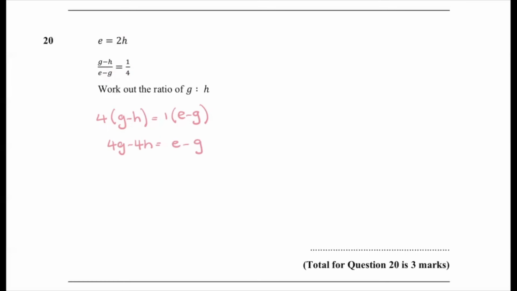I've now expanded those brackets, and at this stage, I am going to replace my E. Now, E is 2H, we've been told that. And now I'm going to rearrange to get my H's together and my G's together. And then my ratio is 5 to G. So not overly complicated as far as the substitution goes. Knowing how to approach those questions, though, can be pretty tricky.